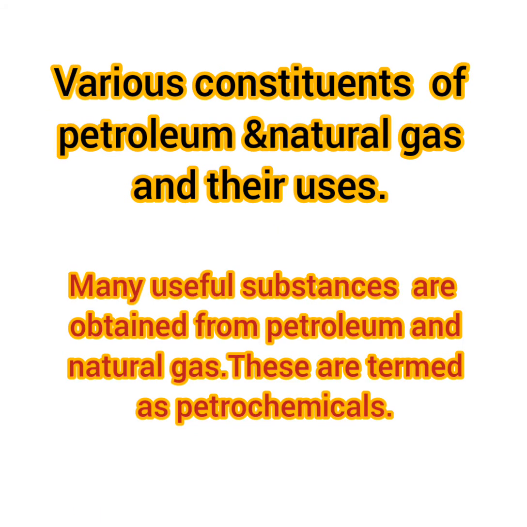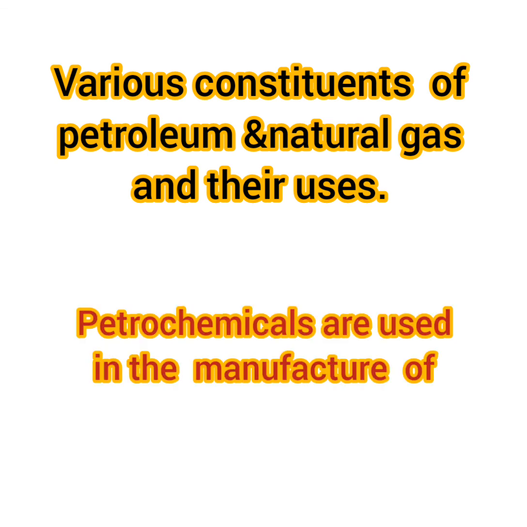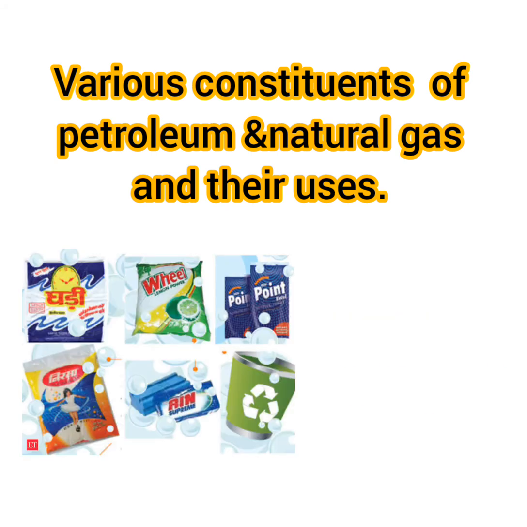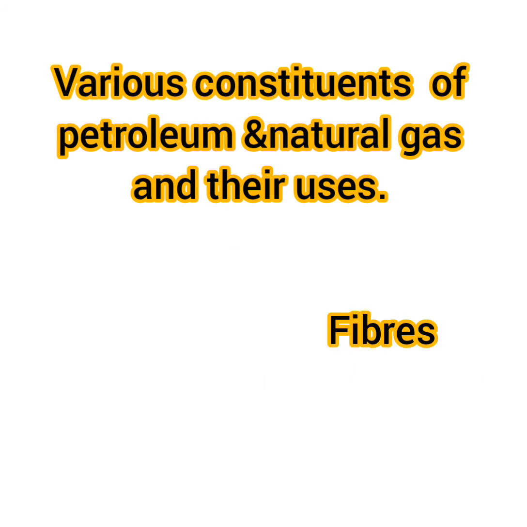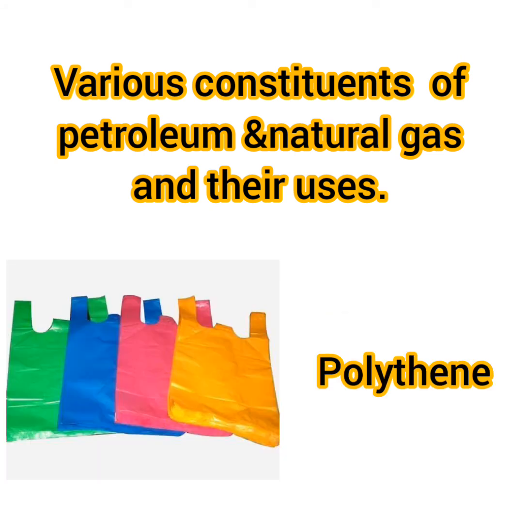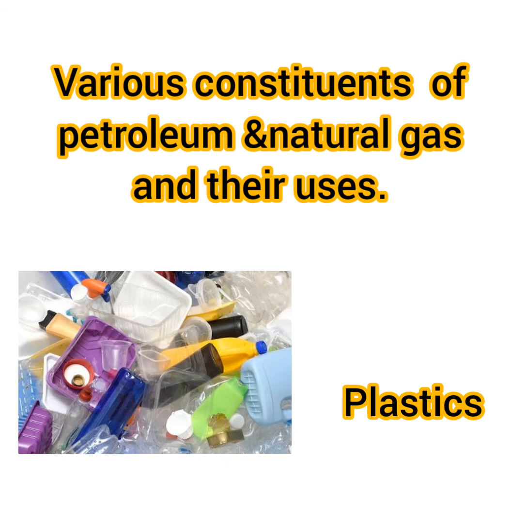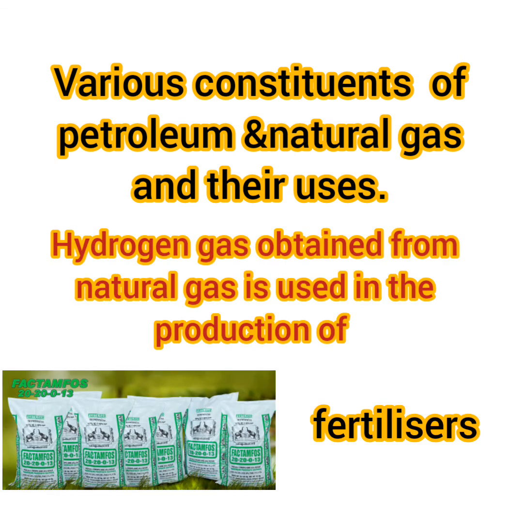Now we can discuss the various constituents of petroleum and natural gas and their uses. Many useful substances are obtained from petroleum and natural gas. These are termed petrochemicals. Petrochemicals are used in the manufacture of many useful items like detergents, fibers, polythene, and plastics. Hydrogen gas obtained from natural gas is used in the production of fertilizers.